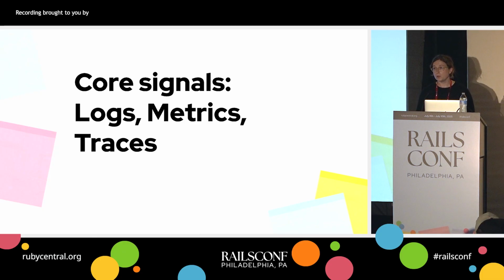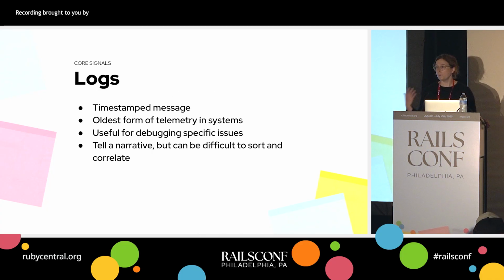We have these core signals, is what we call them, which are just the data types to help with this observability practice: logs, metrics, and traces. Sure, most of you have heard of logs. They're the oldest form of telemetry. Essentially, they're a time-stamped message. They may be structured, they may be not. They're very useful for debugging specific issues and finding a narrative around whatever problem you're facing, but they are difficult to sort and correlate.